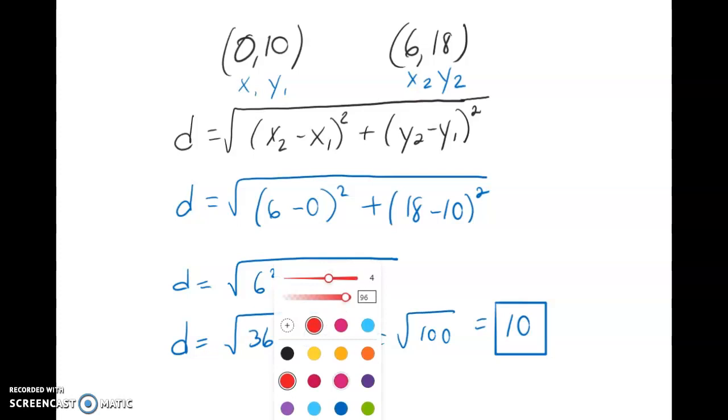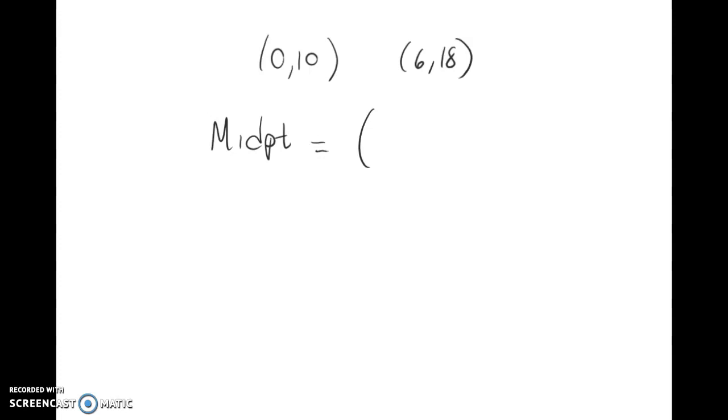Now, the third part of the problem asks us to find the midpoint. So using those same points, (0, 10) and (6, 18), we're going to find the midpoint. The formula for midpoint is given to us in the book. It is the average of the x values to get the x coordinate of the ordered pair, and then the average of the y values to get the y coordinate.